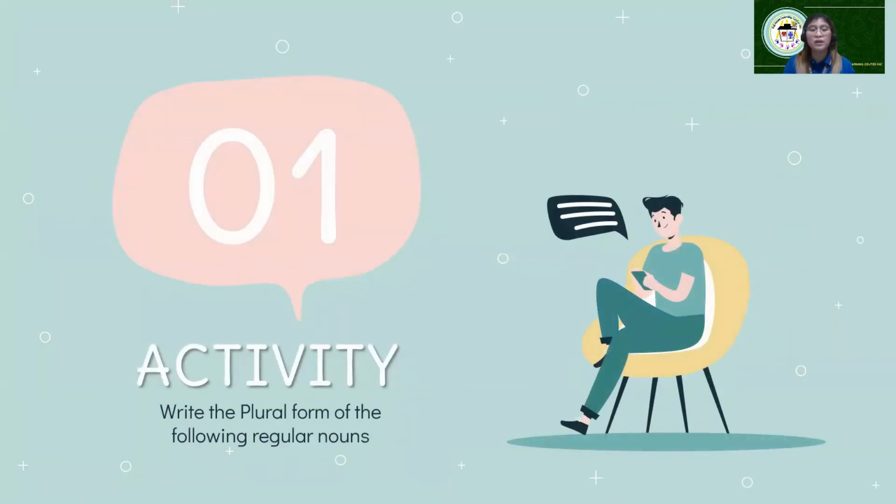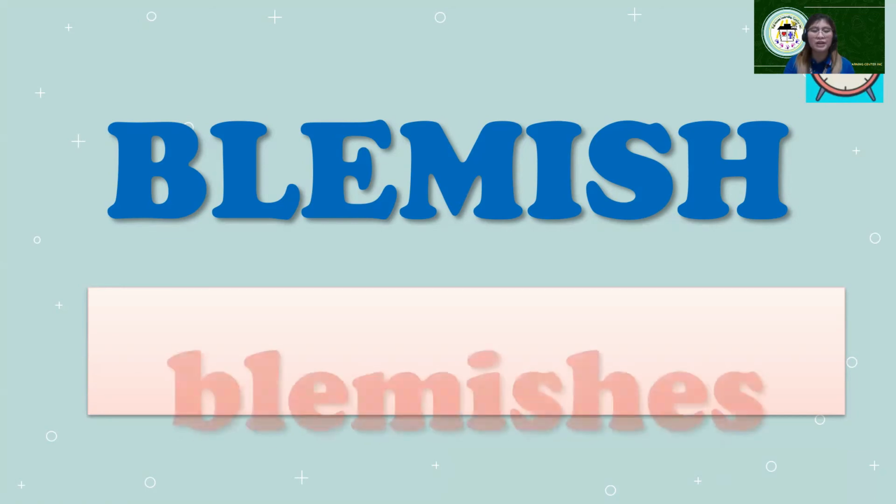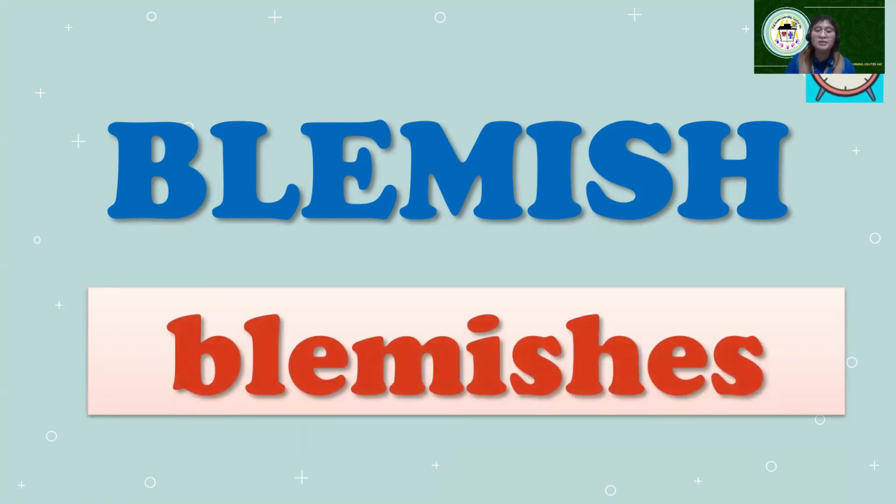So now let's have a quick activity about the plural form of the following regular nouns. Okay? So for example, you have the word blemish. What is the plural form of the word blemish? Okay, the correct plural form for the word blemish is blemishes. Why is it blemishes? Because it ends with SH, and as for our rule, if the word ends with SH, just simply add E and then S.